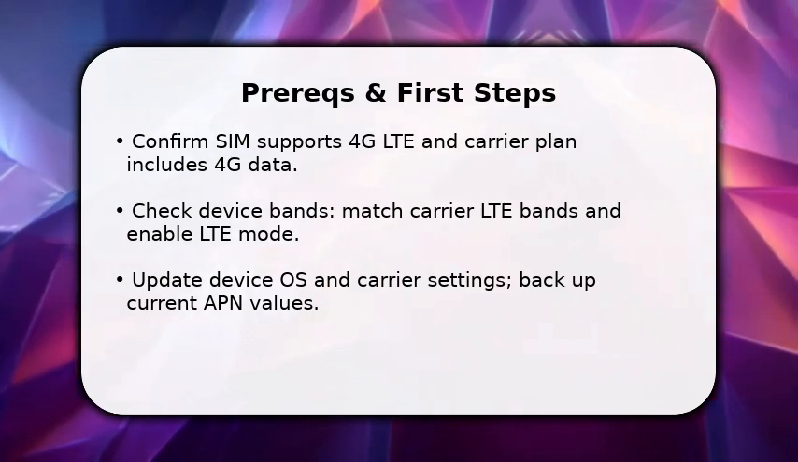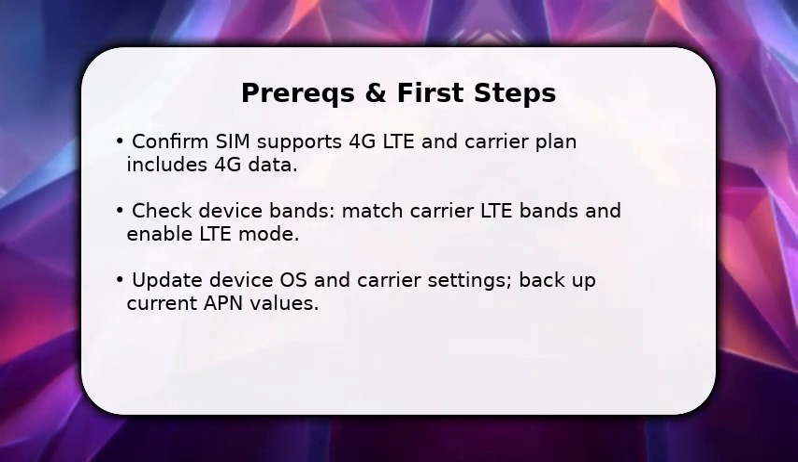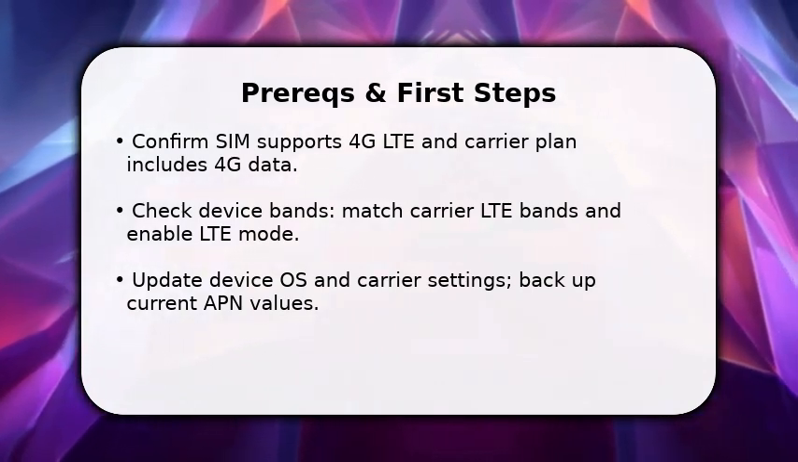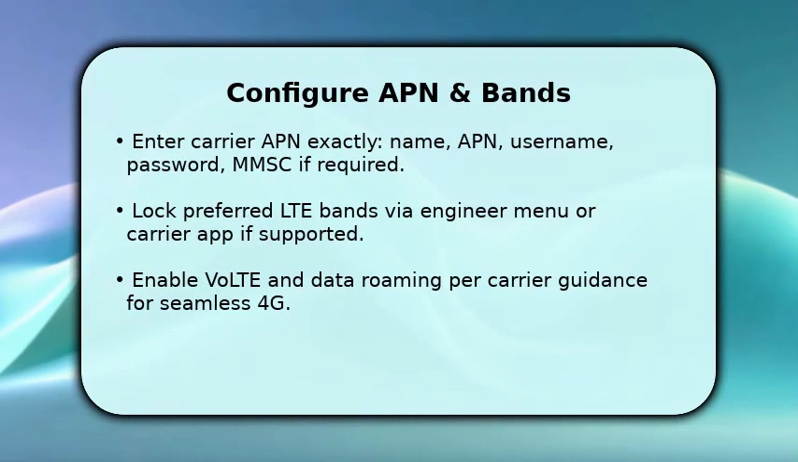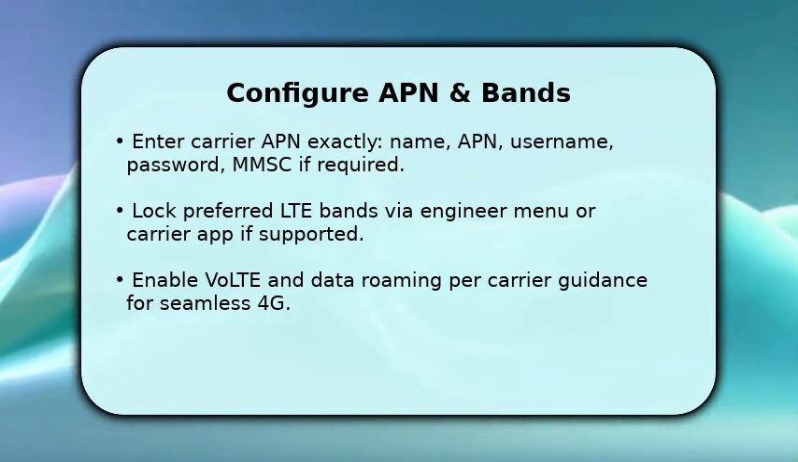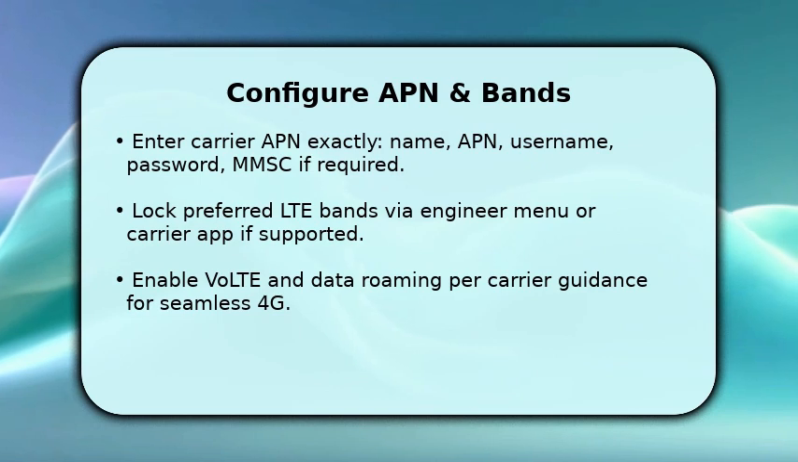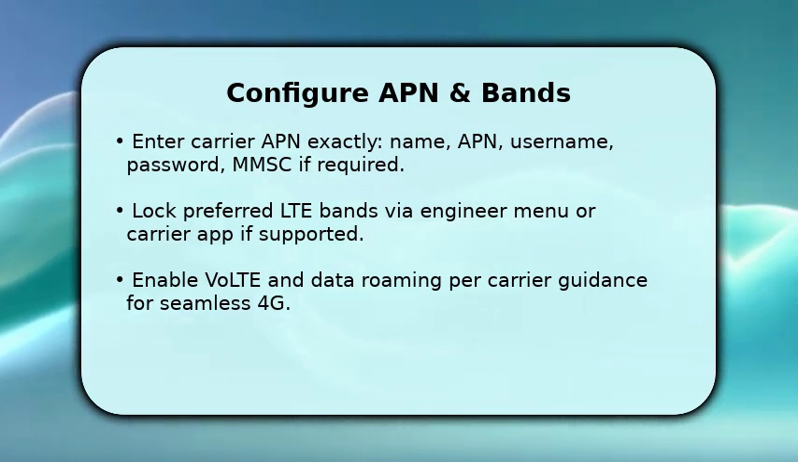Then, switch the device network mode to LTE/4G and restart the phone so the new configuration initializes before moving to deeper configuration. Now you configure APN settings precisely. A single typo can block internet. Input the carrier's APN values, MMSC, and authentication type, then save and select the new profile.